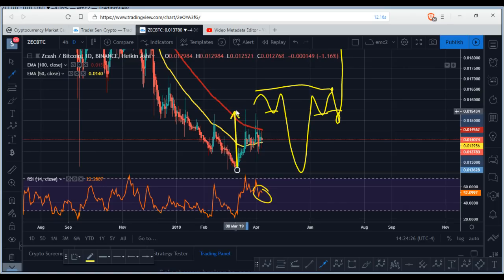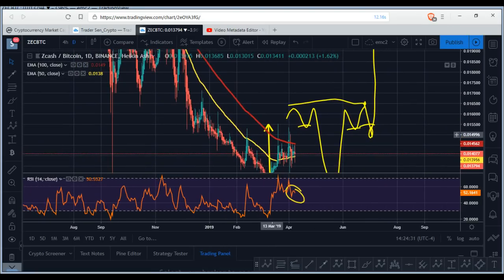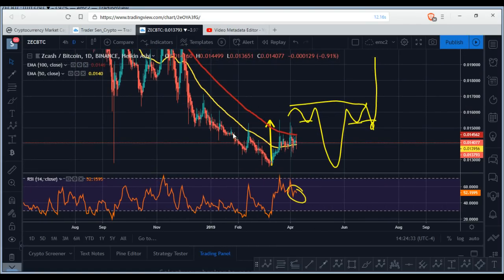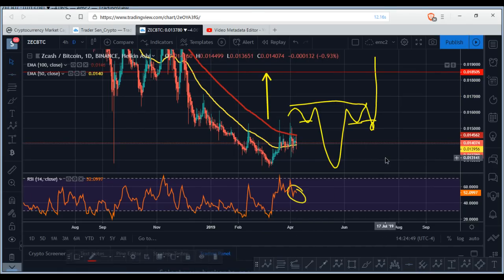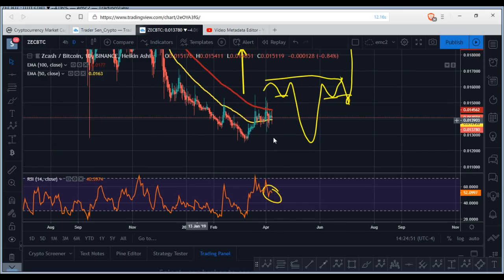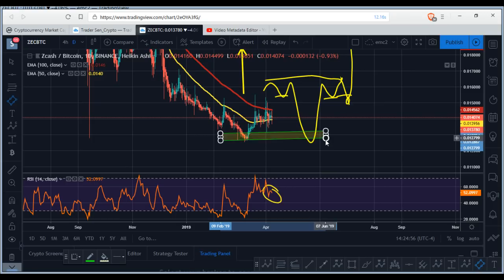Just free content. If you take a look at Zcash, let's say we break this area of neckline, and I'm like 75% positive about Zcash breaking this area of neckline. Then you'd be looking at Zcash versus BTC at 0.018. Beautiful. If Zcash decides to go bearish, I'm looking for a big recovery just about this area. It's not even much.